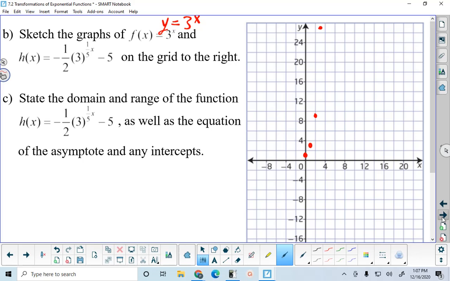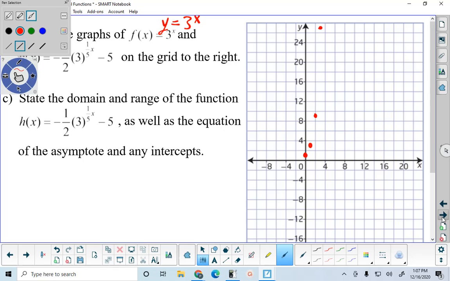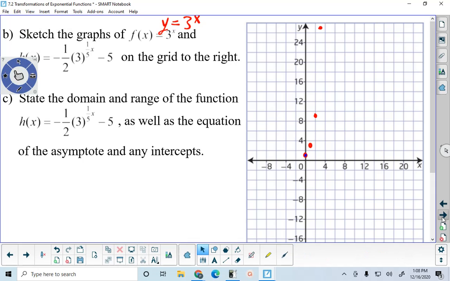So now what we need to do is change all of these points. I guess the new graph this time is blue. Last time it might have been red. The first thing we have to do is reflect this point vertically. So it's going to be here. Stretch it vertically by a factor of 1/2. Now it's only down at -1/2. And then I have to shift it down 5.